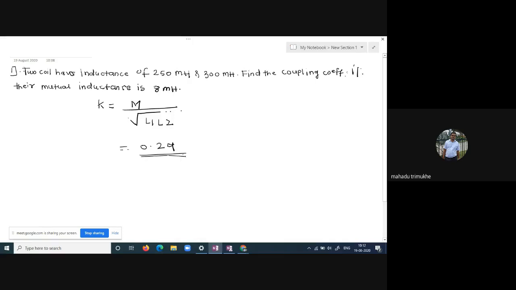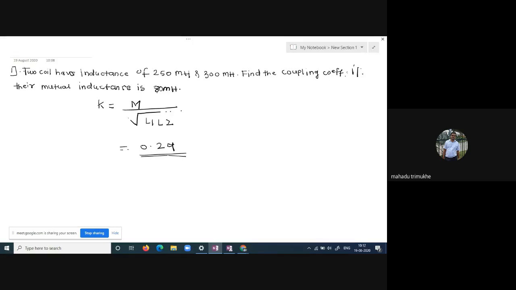I told you yesterday that the coefficient of coupling should always be from 0 to 1. The mutual inductance M is 80 millihenry, it is given.